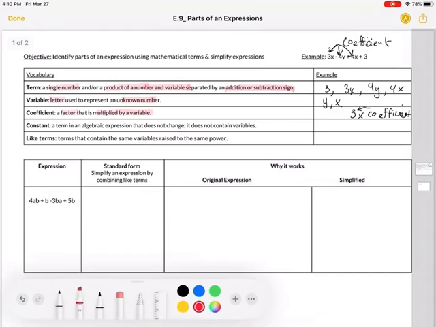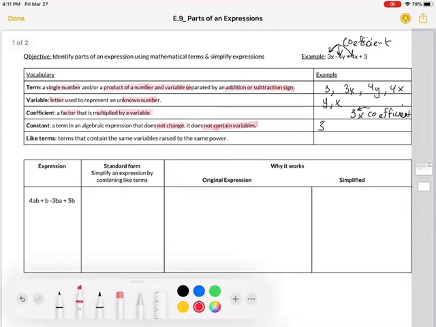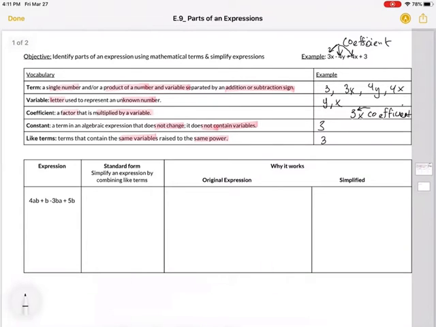Okay, and then a constant is just an algebraic expression, a term that does not change its value. It contains no variables. So we've got one of those, and it's our 3. Okay, and then finally, like terms are terms with the same variable raised to the same power. Okay, an example of that would be 3x and 4x. Okay, they have the same letter or same variable, x, and they're raised to the single power, or to the power of 1. And so there's just 1.